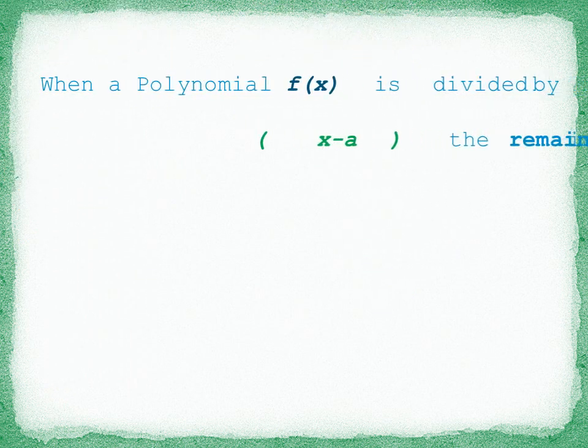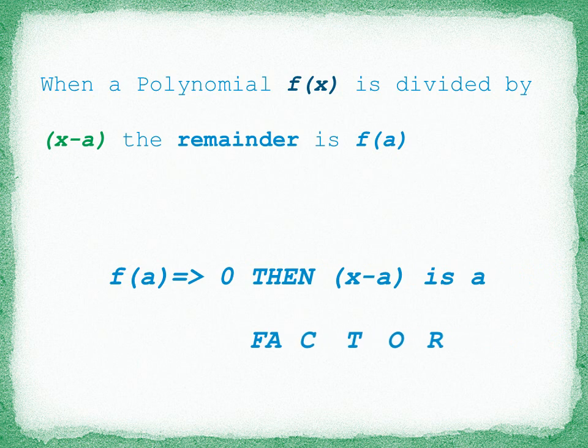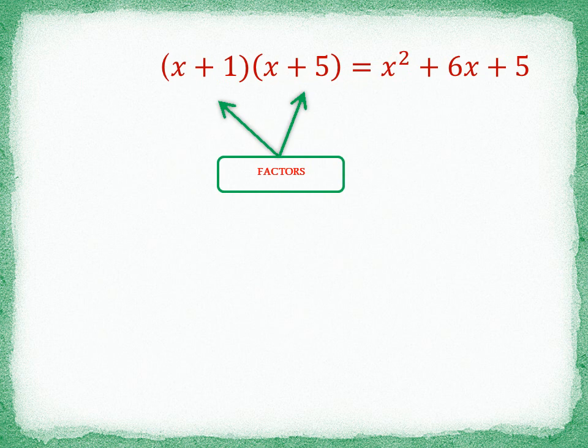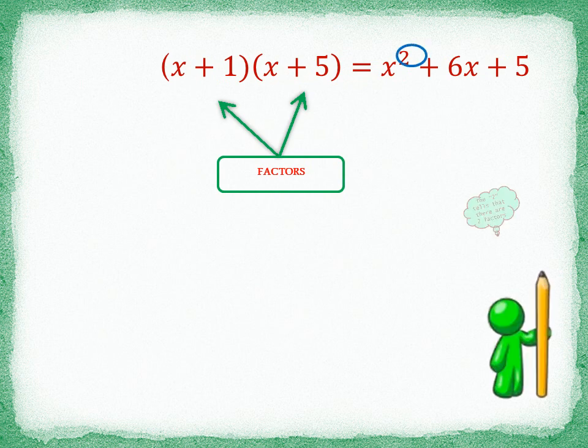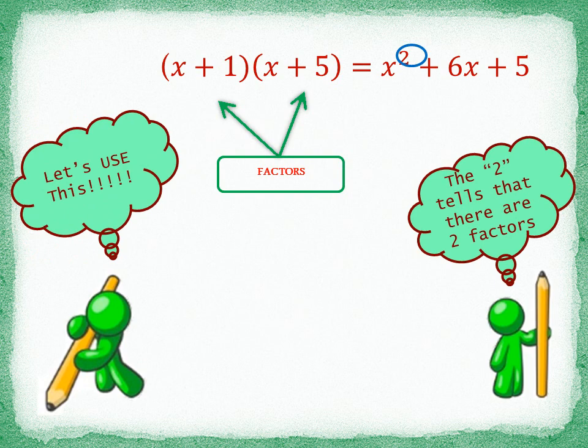And now this brings us to the factor theorem. It is very simple. It just states that when a polynomial f of x is divided by x minus a, the remainder is f of a. If f of a is equal to 0, then x minus a is a factor. That's it. So now we already know that x plus 1 and x plus 5 are factors of x squared plus 6x plus 5. Now let's use the factor theorem instead of long division.